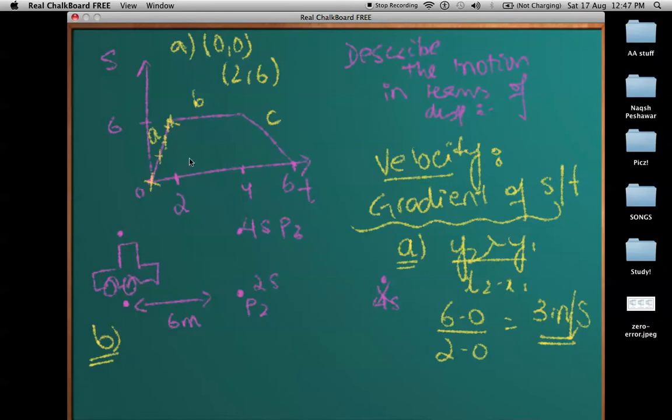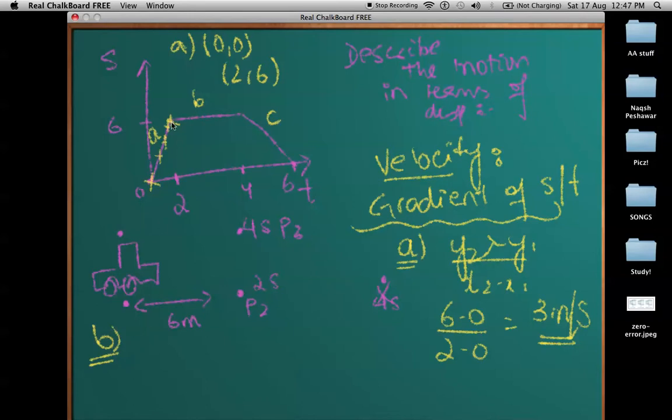Let's see for this one. I can tell you from the interpretation that the gradient will be 0 since there is no slope of the line. If you sit over here, you will not slide. So there's no slope. Let's just find out again.